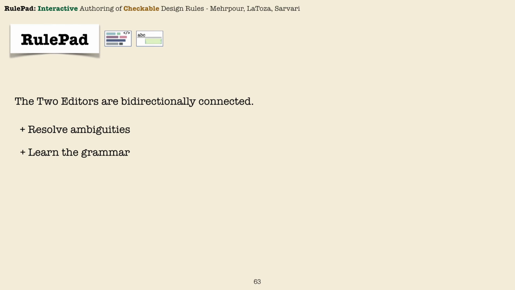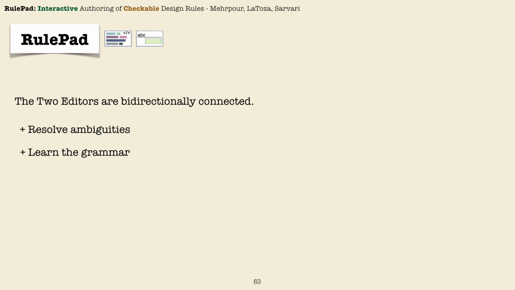The two editors in RulePad are bidirectionally connected. That is, if you make changes in one editor, the changes also reflect in the other editor. This connection has benefits. First, it helps to resolve ambiguities, which cannot be done in the graphical editor, but can be addressed in the textual editor. It also helps developers learn the grammar by looking and matching the elements in both editors.